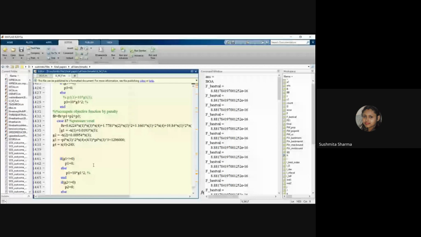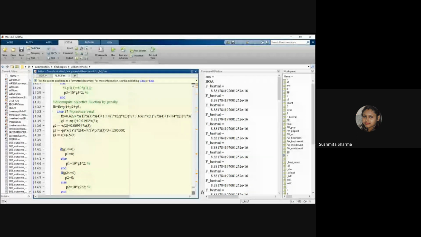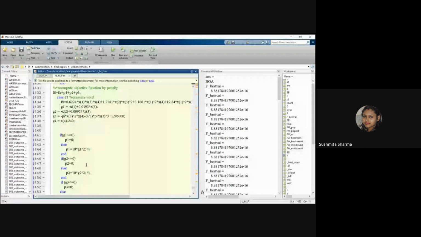We will apply this and calculate the constraint also. If it is an inequality, the constraint should be greater than zero, but if it is less than zero or it is zero, it's breaking protocol. So that's why we are giving it a penalty. Depending on the structure, we can give our own penalty, like P1 is equal to zero. In such a way, we can set the penalty based on our own choice.